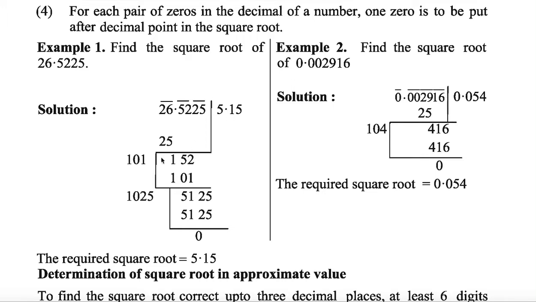Then put an appropriate number, in this case 1, 101, 51 is there. 101 plus 1 is 102. Again 5, you can put 5 here to find the square root. That is 5.15 in this example. Similarly, you can see this one also.